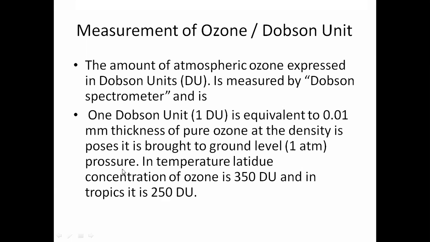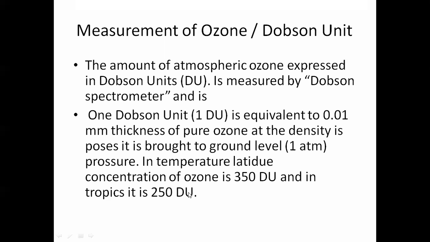It means if you provide 1 atmosphere pressure to the ground level, what is the equivalent mm thickness of pure ozone that is seen by the spectrometer? That is what is expressed as 1 Dobson unit. Okay, so this is nothing but pressure. 1 atmosphere standard pressure is there. With respect to that pressure, the spectrometer will be measuring the thickness of ozone in mm as 1 Dobson unit. So that's the definition.